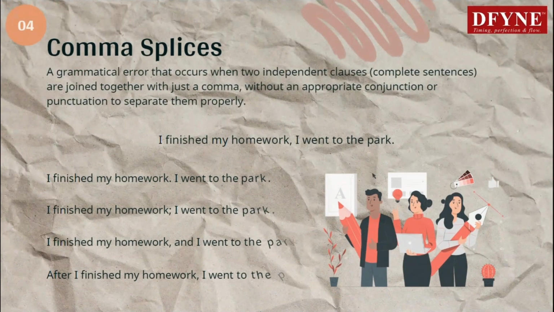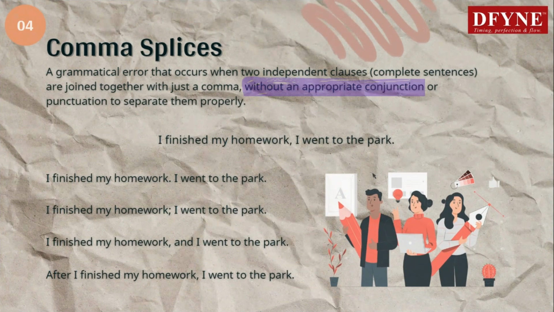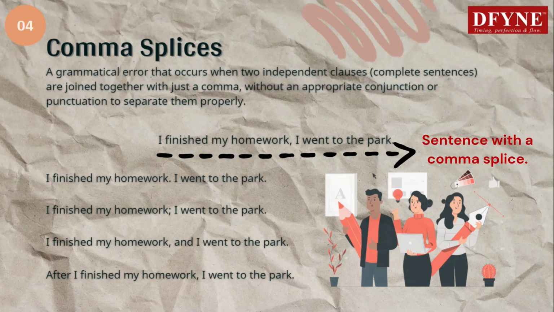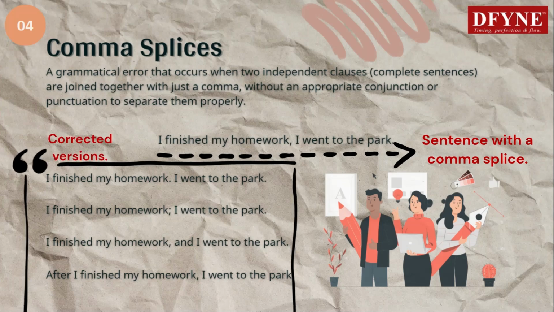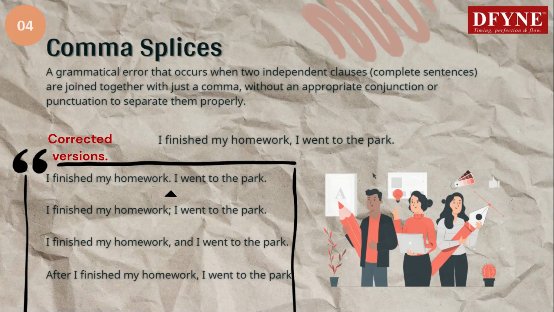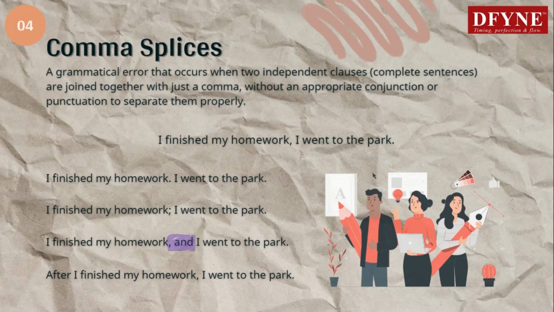Another type of run-on sentence is a comma splice. This error occurs when a conjunction is missing and two independent sentences are combined using only a comma. Here's an example of a comma splice. Given below are the corrected versions. In the first, we separate both independent sentences using a full stop. In the second, we use a semicolon. The third one uses a conjunction and a comma together, and the fourth one uses a conjunction in the beginning and a comma to separate the independent statements.